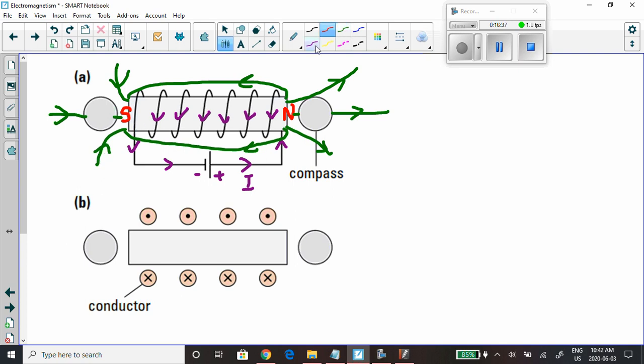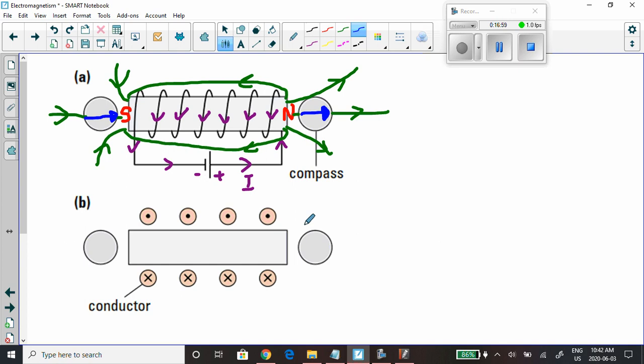Well, a compass will point in the direction of the magnetic field. So a compass would align itself with that magnetic field line. The compass would align itself with the magnetic field line. That's how you would do this one.